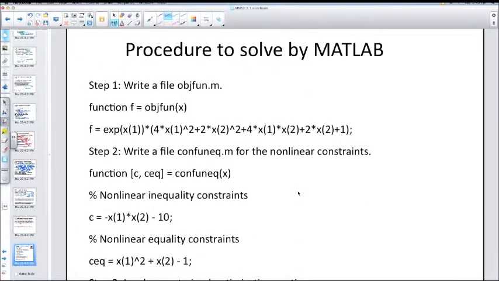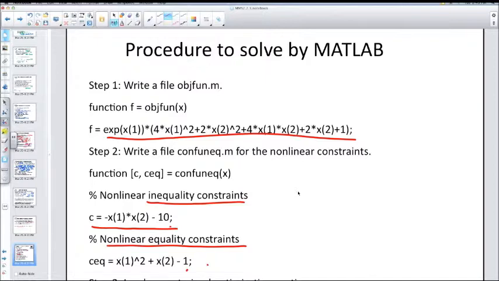In that example, I tried to solve the second example we did. That's the second example, you can look at it. See, here's a straight line. No, this is the third example, actually. Yeah, we used both for the second and the third. So that's the objective function, and this is a nonlinear inequality constraint and the nonlinear equality constraint.